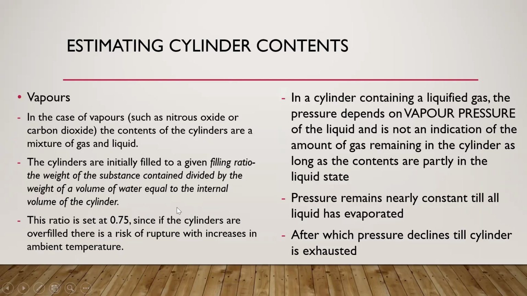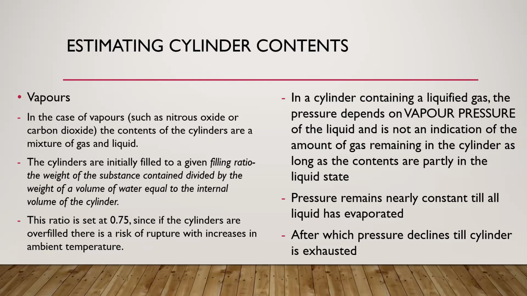Now, if the content, okay, I don't have that diagram here. If the content of the cylinder is vapor, for instance nitrous oxide, and this is important, especially in places where we still have centers using nitrous oxide, don't forget that nitrous oxide exists with its own vapor, with liquid; it's liquefied. So you cannot use the pressure of the cylinder to measure the content of vapor.